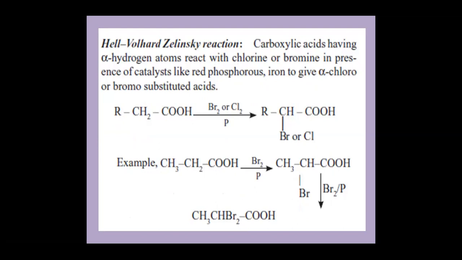Hell-Volhard-Zelinsky reaction, HVZ reaction. Carboxylic acids having alpha hydrogen atoms react with chlorine or bromine in the presence of red phosphorus, giving alpha chloro or bromo substituted acids.